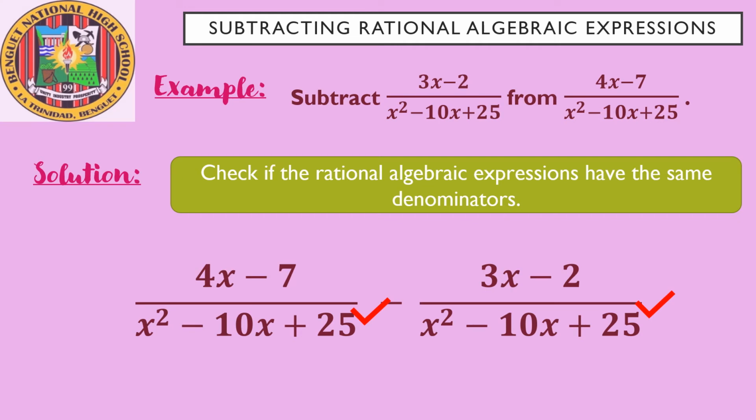Take care also how you write the rational algebraic expressions from our problem. Note the expression "subtract from," because this means 4x minus 7 over x squared minus 10x plus 25 is the first rational algebraic expression that we are going to write in the mathematical sentence. This is the RAE that we are going to subtract from. The second RAE, 3x minus 2 over x squared minus 10x plus 25, is what we are going to subtract.